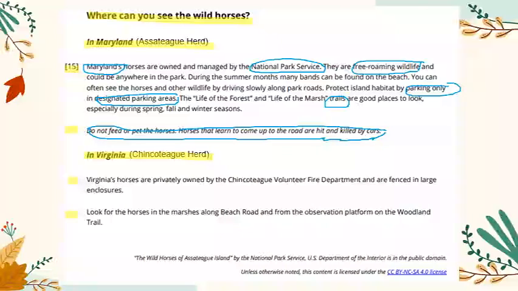That's not good. So in Virginia, shifting gears, the Chincoteague herd, it says Virginia's horses are privately owned by the Chincoteague Volunteer Fire Department. All right, I'm going to circle that, and that's in Virginia. And they're fenced in large enclosures. Interesting. Look for the horses in the marshes along the beach road and from the observation platform in the woodland trails. So observation platform. There we go.